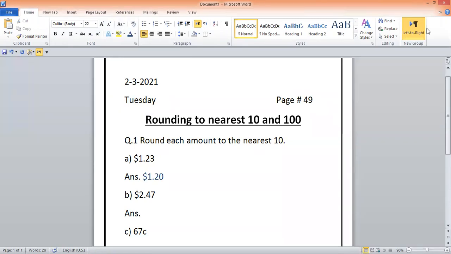Ahmad Usama, check the cents. There are 47 cents in $2.47, right? So you will check this number. 7 is greater than 5, so you will add 1 to 4. That will become 5. It will be 50, and the dollar will remain the same: $2.50.